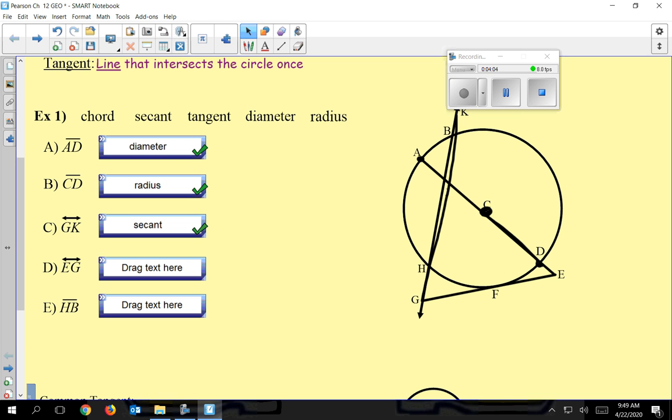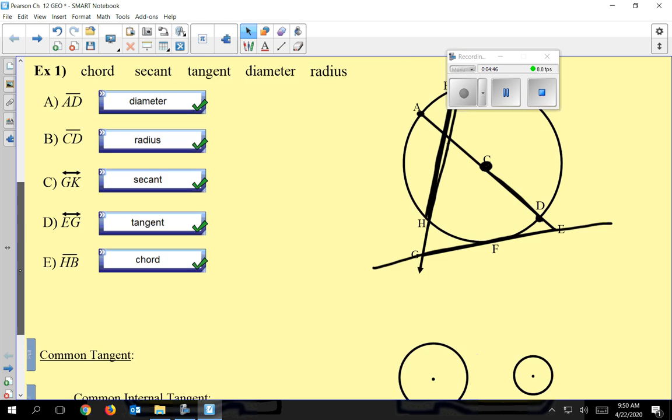EG is also a line. EG is doing this. Now, it's not very apparent to me that it's touching at one point, but I think it probably is. So that definition was a tangent. We were right. Excellent. And then the last one, HB, is actually stopping on the circle. So HB to me would be a chord. And that was the last one, so process of elimination anyway, but we'll talk about it. So there are some of your definitions, going with that picture.